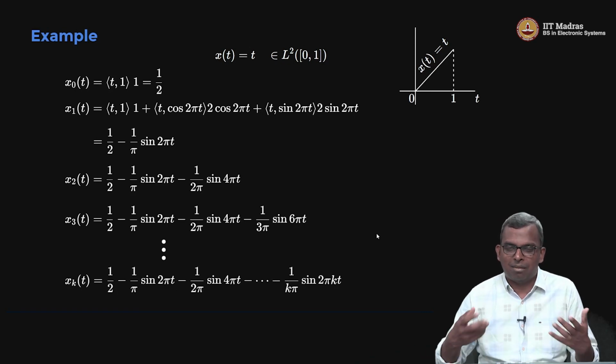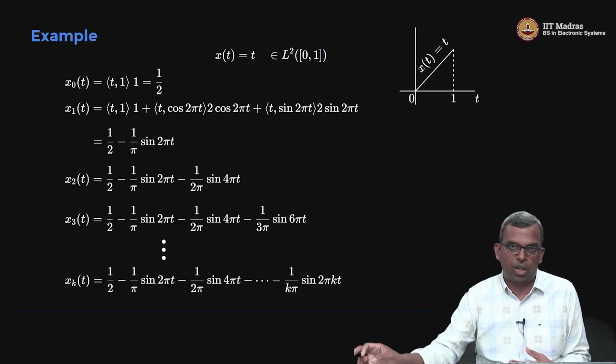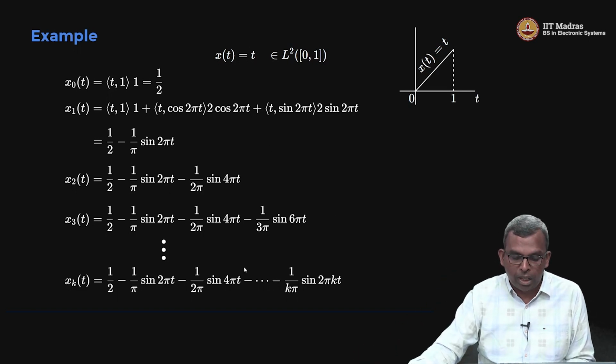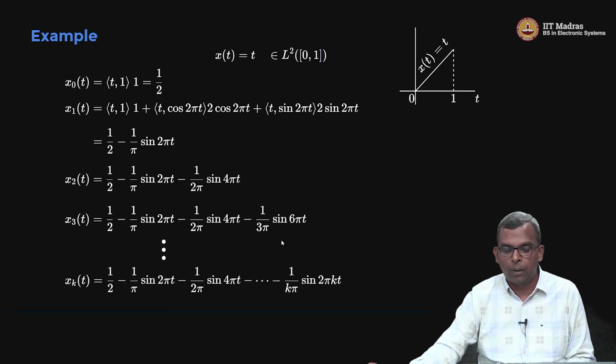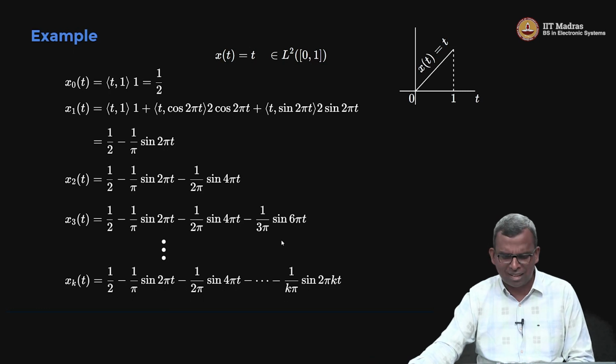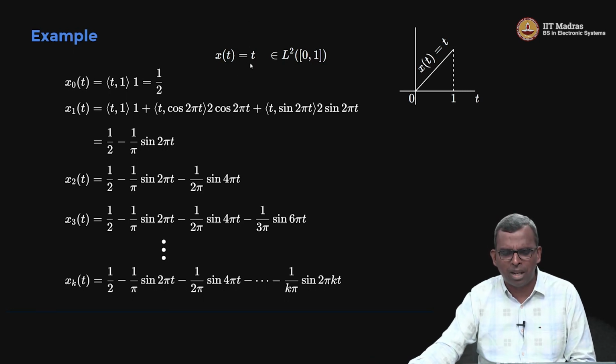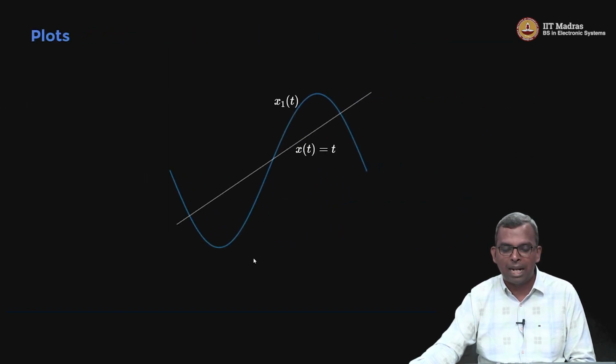Okay. So at least mechanically you can evaluate this projection. You can evaluate for any x of t the projection onto the sinusoids. Some coefficients will be 0, some coefficients will be non-zero. But how good is this xk of t? Is this xk of t actually close to x of t? You may ask, have I really succeeded in writing t as a linear combination of sinusoids or not? You might wonder, and for that I am going to plot for you.